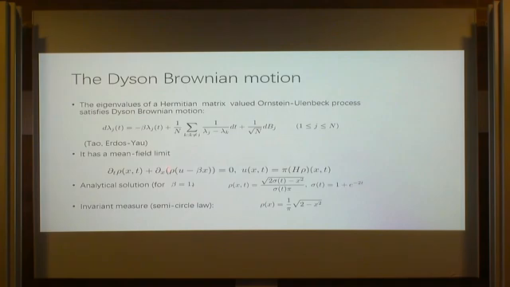And this equation actually has a mean field limit, which is given here, where H is the Hilbert transform. And when beta equals 1, you can find an analytic solution to this mean field limit. It's given here. If you take t to infinity, the invariant measure is the semicircle law.